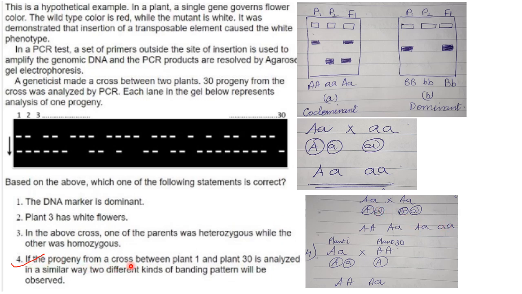Then, if the progeny from the cross between plant 1 and plant 30 is analyzed in a similar way, 2 different kinds of banding pattern will be observed. Plant 1 is heterozygous, capital A, small a. Plant 30 is the dominant one, so capital A, capital A. So you will get 2 different banding patterns, capital A, capital A and capital A, small a. So the fourth statement is correct. Answer is option 4.